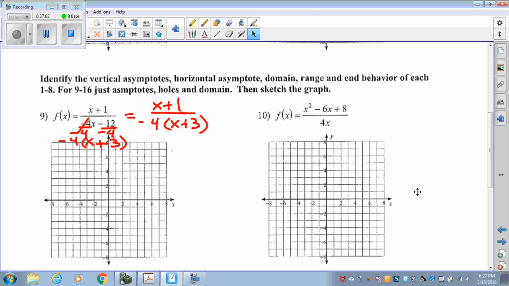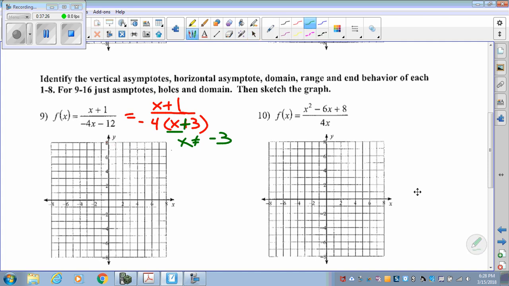Okay, so what are my excluded values? Well, in my denominator, this is going to cause trouble, right? So x cannot equal negative 3, because that's a positive 3. So that would be a vertical asymptote. Remember, your excluded values are your vertical asymptote. So x equals negative 3 is my vertical asymptote. So 1, 2, 3. So there is my vertical asymptote, x equals negative 3.